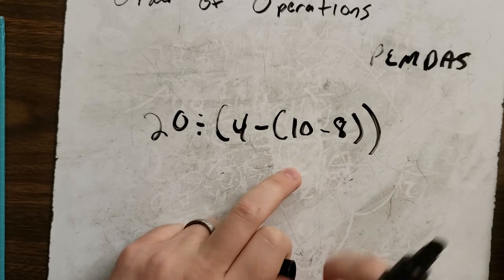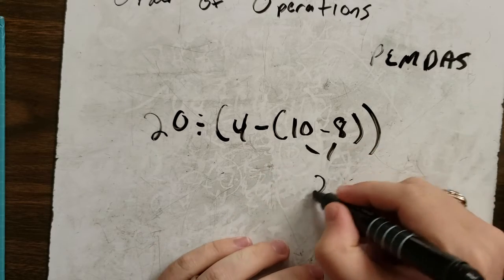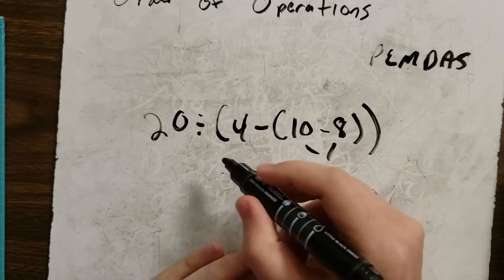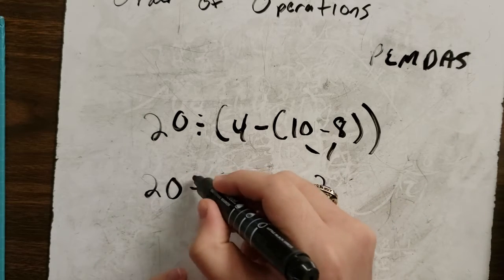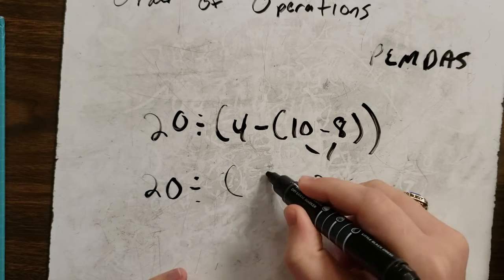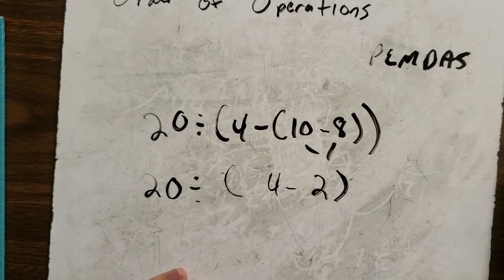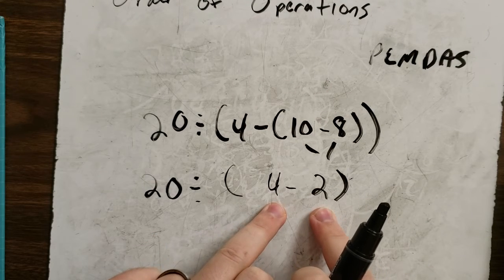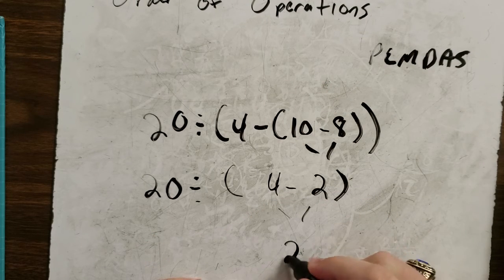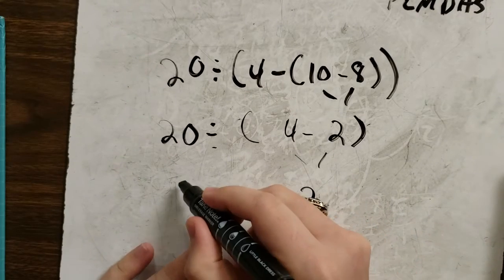10 minus 8. Well, we know that 10 minus 8 is 2. Bring down the rest of the problem. 20 divided by parentheses 4 minus 2. So now we continue our parentheses here. 4 minus 2. We know that when we do that, we get 2. Bring down our 20 and our division sign, and we finish the problem.